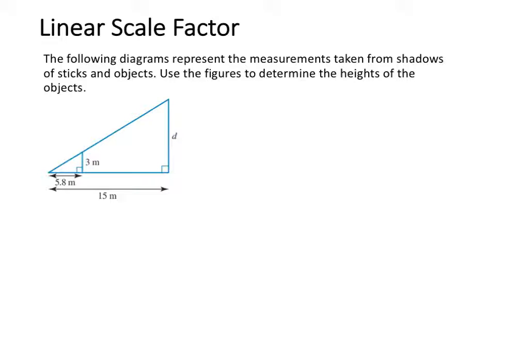So the diagram shown represents measurements taken from shadows of sticks and objects. Use the figures to determine the heights of the objects. This method is sometimes called shadow sticks, which in maths uses scale factor to determine the height of objects. The first step, when I've got a diagram that has two triangles joined together, is to separate those into two separate triangles to help with my calculations. I'm going to have my smaller triangle, which has a base of 5.8 and a height of 3. And then my larger triangle has a base of 15 and an unknown height of d that we're going to try and calculate.